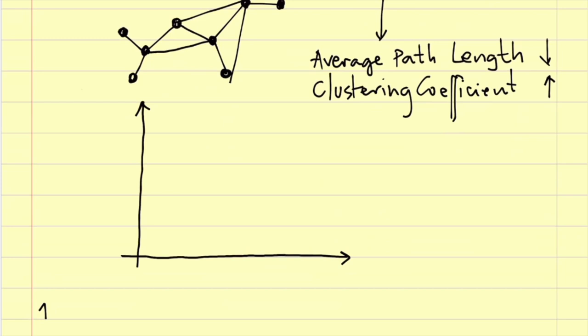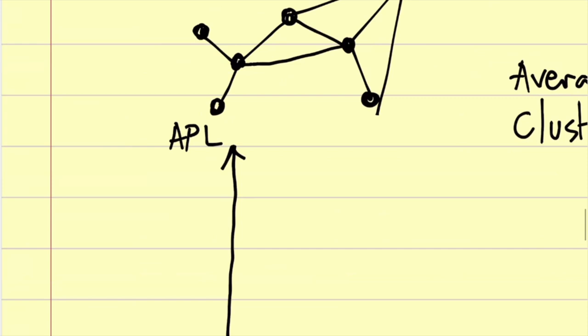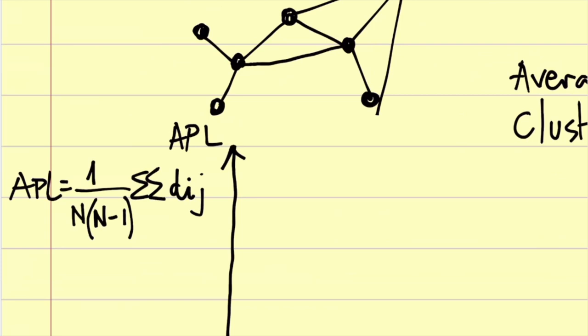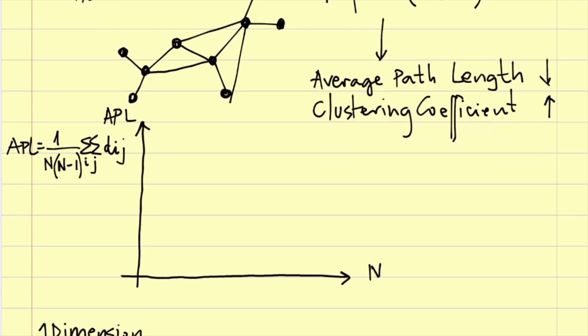This is, by the way, N, the number of nodes that are in the organization that are active. And this is the average path length. As I said, if you want it, the formula is 1 divided by n times n minus 1, sum of all the distances between all the nodes. You can Google it up. It's just a mean value of the distances between the nodes.